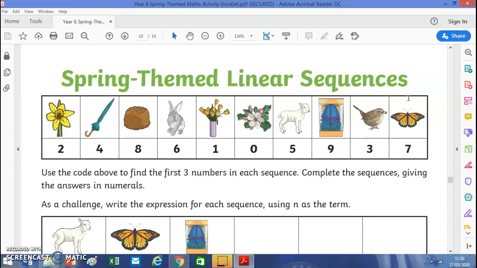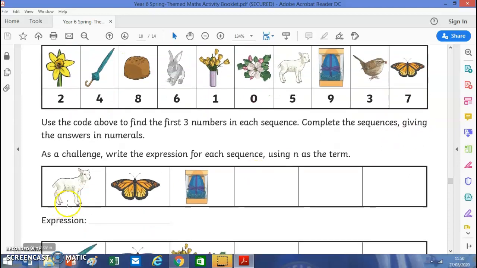So, today you're starting with the spring-themed linear sequences. You're looking at exchanging the picture for a number. So in this case, obviously, the lamb is 5, the butterfly 7, and the egg 9. You need to work out what happens to the number as it moves across. So what is happening to it? In this case, we can see that 2 is being added to it. So we can then work out what the following numbers would be in the sequence.